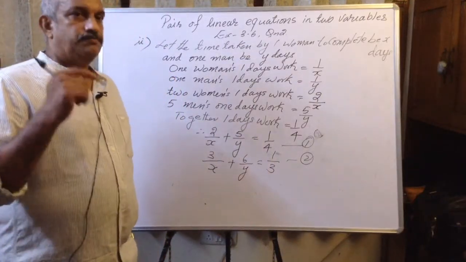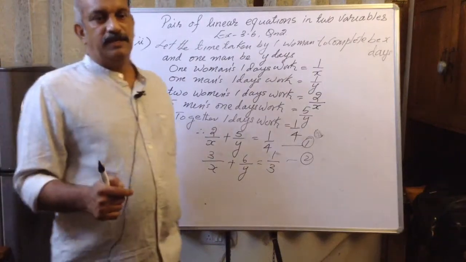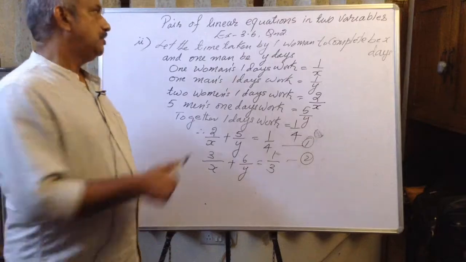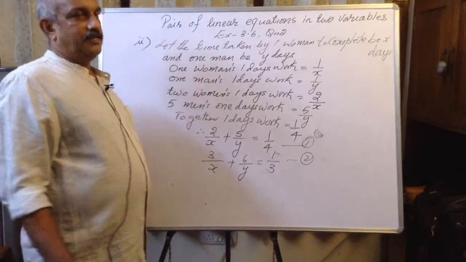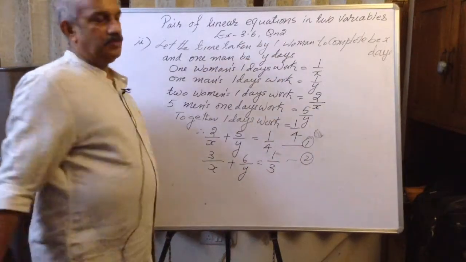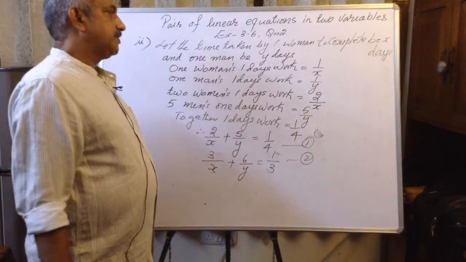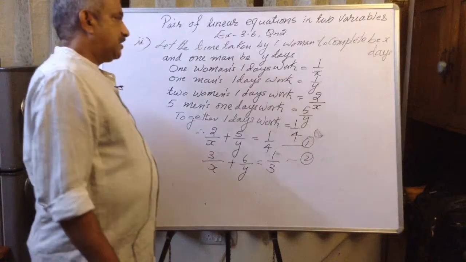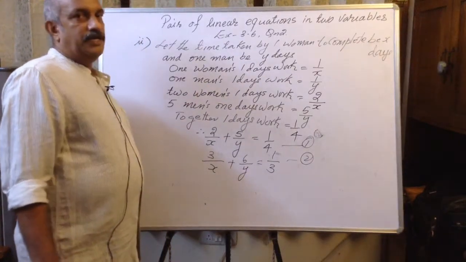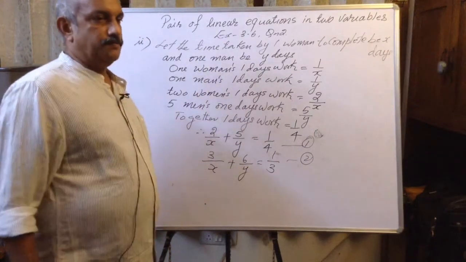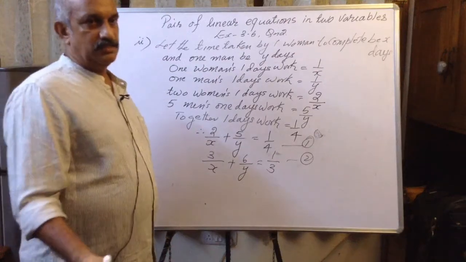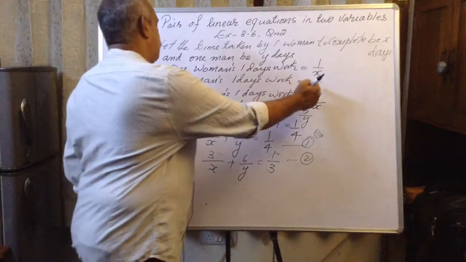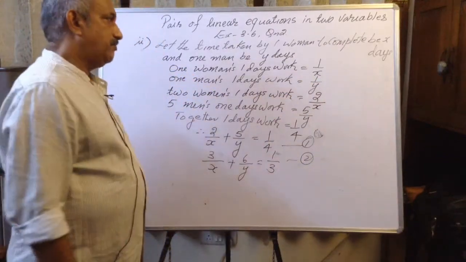Now, see, if I can complete a work in 10 days, my 1 day's work will be 1/10. So if she can complete the work in x days, her 1 day's work will be 1 upon x. Similarly, if a man can complete a work in y days, let y be any number, say 15 days, then what is his 1 day's work? 1 upon 15. So one man's 1 day's work is 1 upon y.